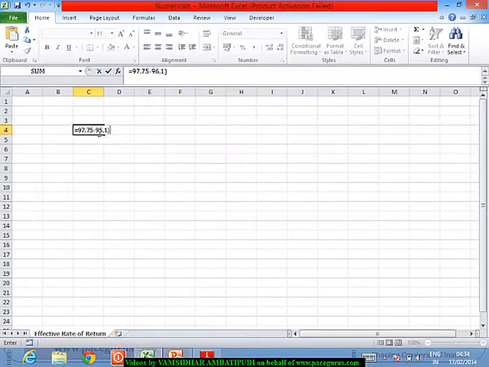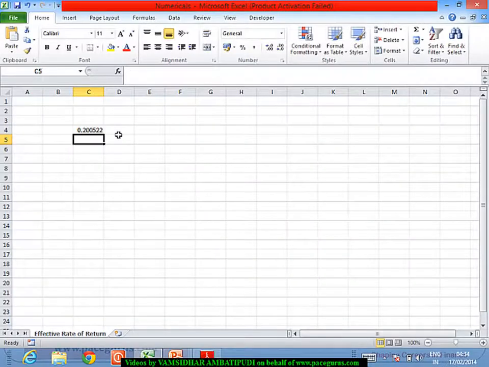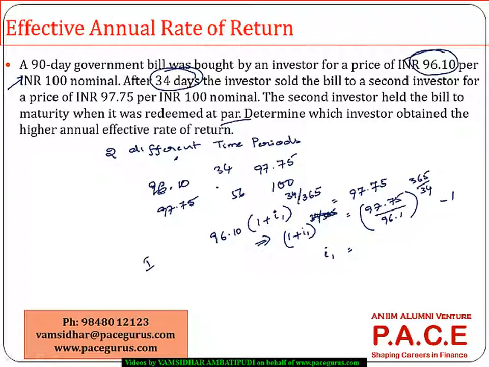Sorry, it's not minus, right? Divided by. 97.75 divided by 96.1 raised to the power 365 by 34, minus 1. So this is around 20.05%. So this particular 20.05% is the annualized rate of return in this particular investment.